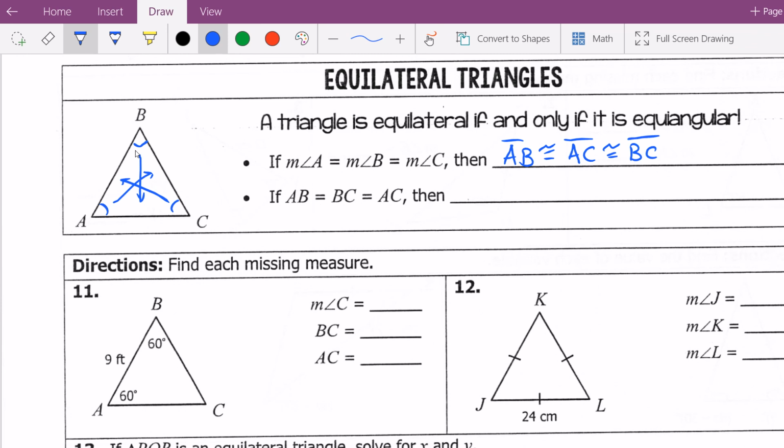And it works in the same way in reverse. If you know that all three sides are congruent, then all three angles must be congruent. So angle A is congruent to angle B, which is congruent to angle C. Alright, now let's look at a couple of examples with this one as well.